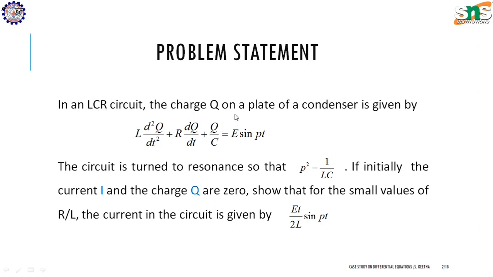The charge Q on a plate of condenser is given by the differential equation L d²Q/dt² + R dQ/dt + Q/C = E sin pt. Now the circuit is tuned to resonance, so p² is given here as 1/(LC), and initially the current I and the charge Q are 0. Now we are going to show that for small values of R/L, the current in the circuit is given by Et/(2L) sin pt.